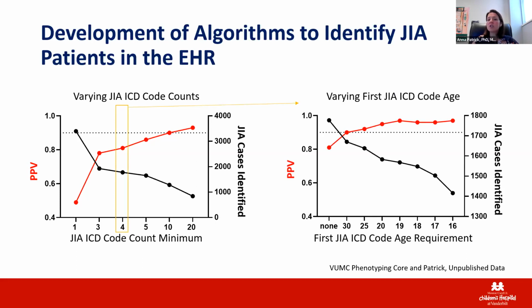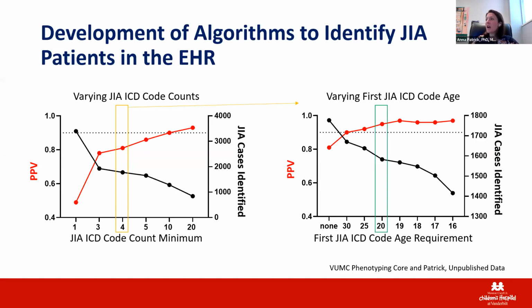We added an age constraint for the first appearance of a JI-associated ICD code. And we did this because, since this is a pediatric diagnosis disease, the age at which ICD codes begin to appear can really help you understand whether a patient truly has JI or not. So we found that addition of an age constraint significantly improves the positive predictive value, again, also in red. We found that as the age constraint was at a younger age, the total number of JI cases identified decreased.